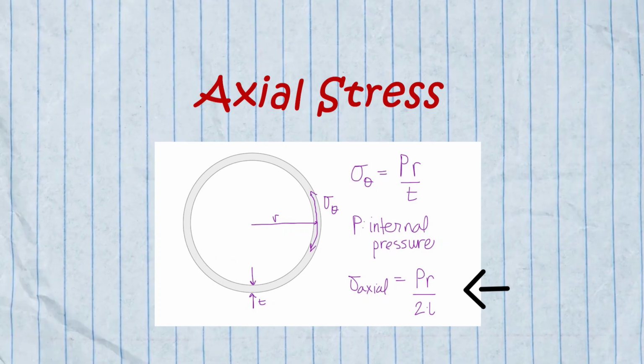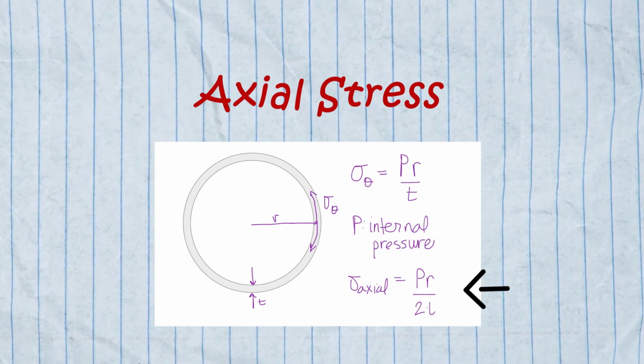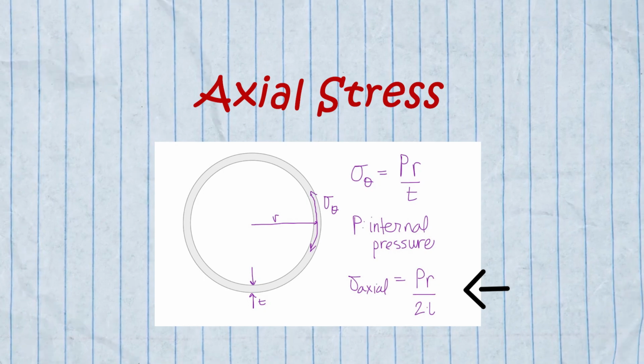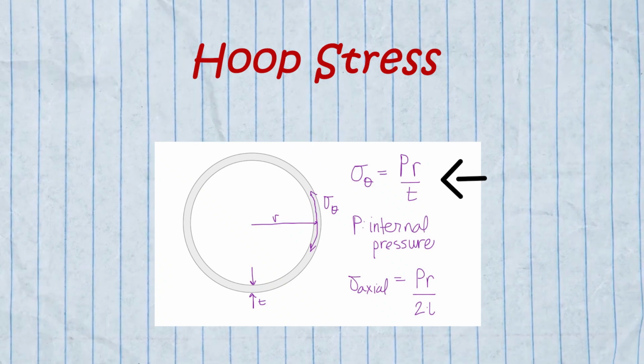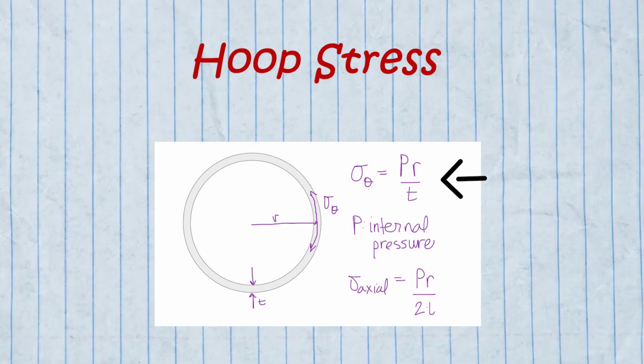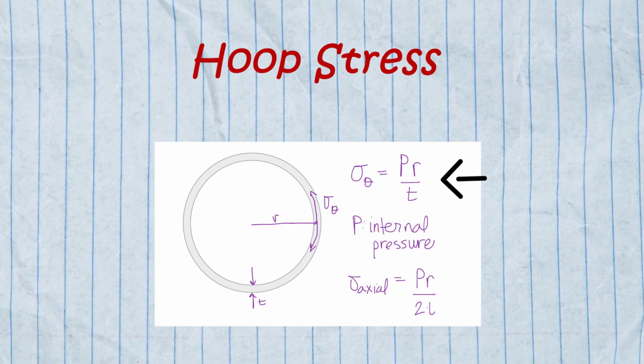The formula for axial stress is given by P times R divided by 2T, where P is your internal pressure, R is your radius, and T is your wall thickness. And you also have a hoop stress, which is the same formula, but without the 2 in the denominator. P times R divided by T, where P is your internal pressure, R is your radius, and T is your thickness of wall. If you look at the relationship between both the stresses, the hoop stress equals 2 times the axial stress. Something to keep in mind.